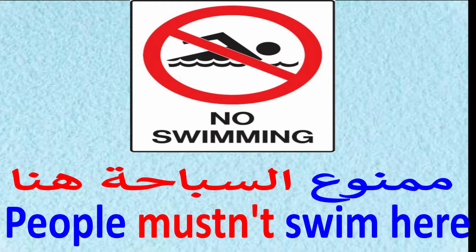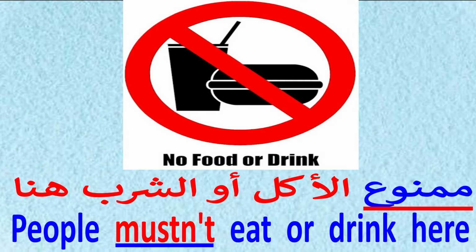No swimming here. People mustn't swim here. So it's forbidden. ممنوع السباحة هنا. ممنوع غير مسموح. Les gens ne sont pas autorisés de se baigner ici. In this example, people mustn't eat or drink here. C'est défendu de manger ou boire ici. ممنوع الأكل والشرب هنا. لا يسمح به.